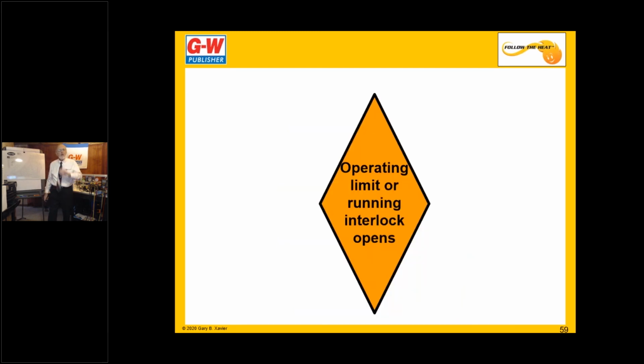If anything goes wrong and one of our running interlocks opens, not enough water in the boiler, not enough air, too much pressure, too high of a temperature, if any of those things happen, that's a running interlock. If one of those opens, it shuts us down. If none of those happen, if everything is okay, it runs until the operating limit says, okay, shut us down.